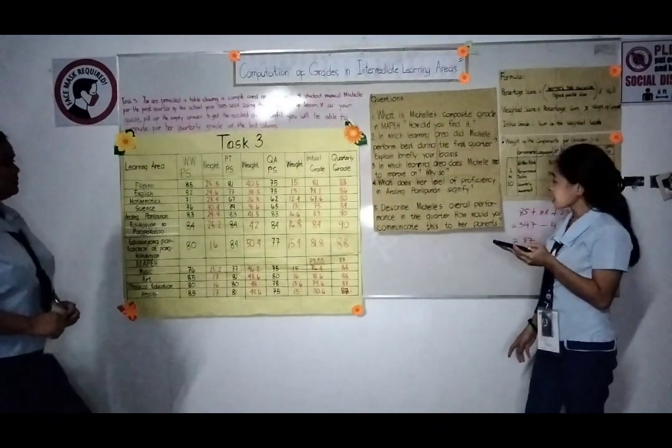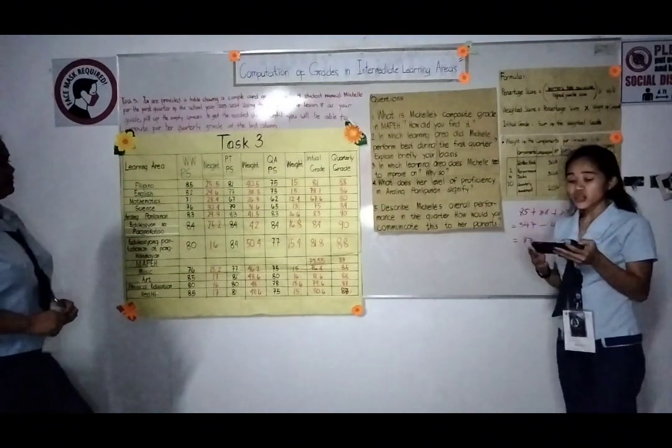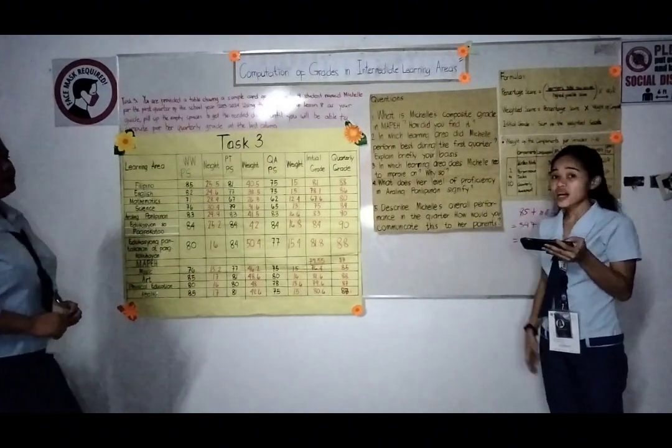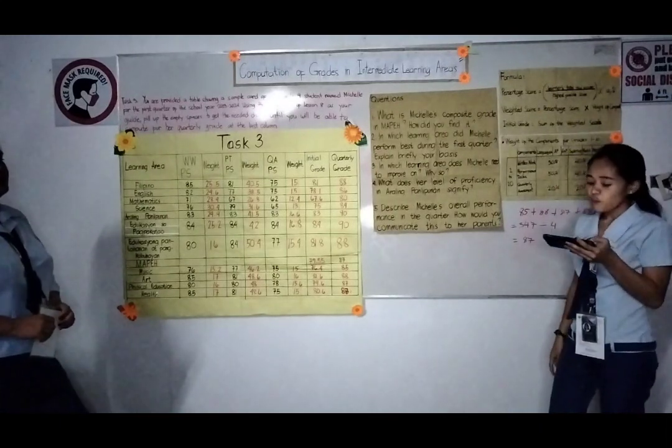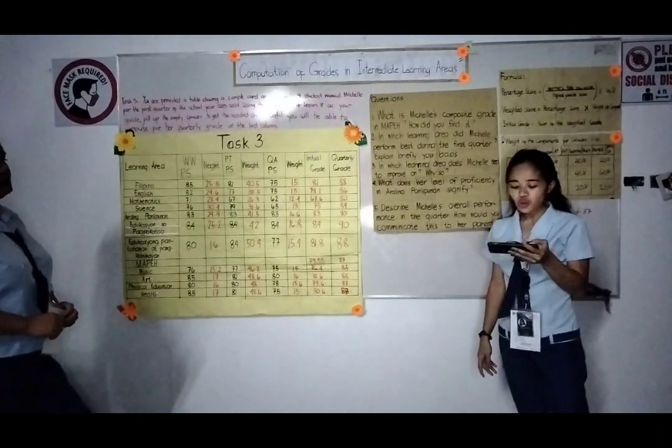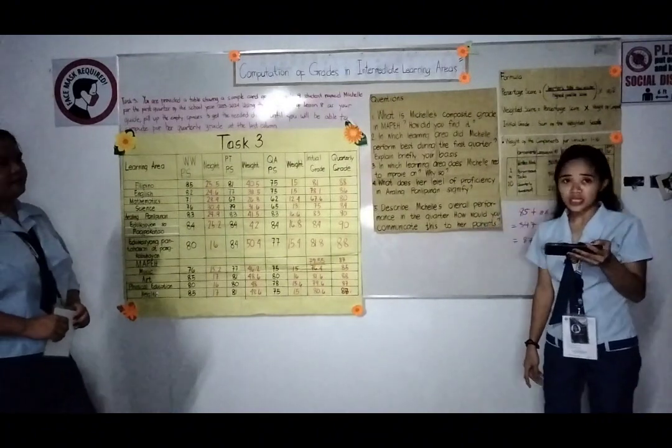I would communicate this to her parents by acknowledging her strengths and discussing the plan for improvement in mathematics to ensure a well-rounded academic performance.